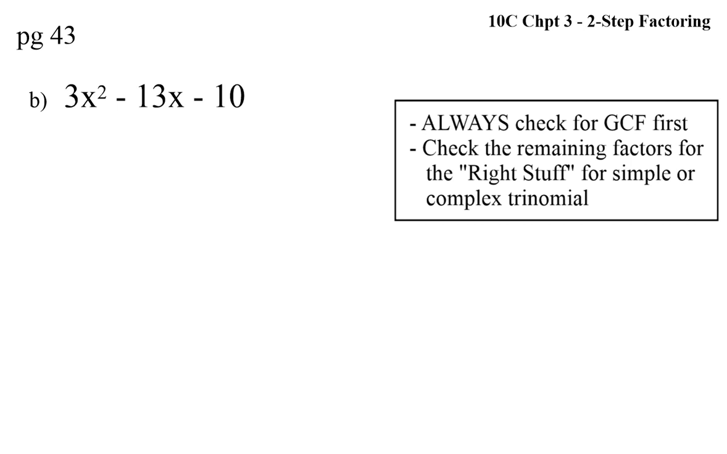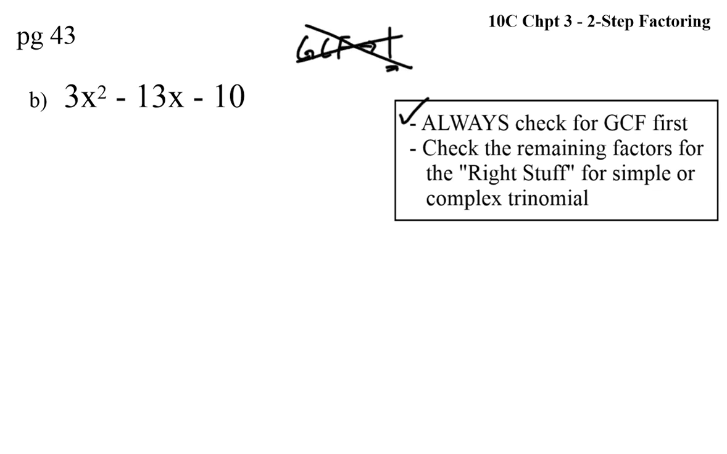All right, let's talk. Always check for GCF first. We have no variables common to all of them. So GCF, no variables. What's going to divide into 3, 13, and 10? The only thing that will divide into 3, 13, and 10 is a 1. GCF of 1 doesn't happen at this point. GCF of 1 is only useful when we're partway through decomp solving. So at this point, there is no GCF.